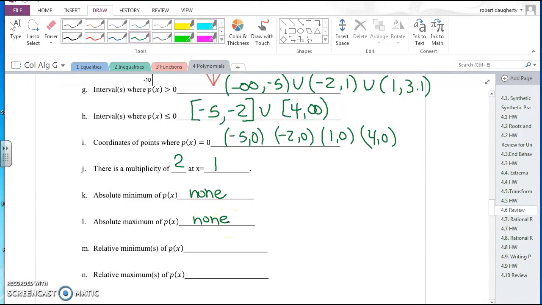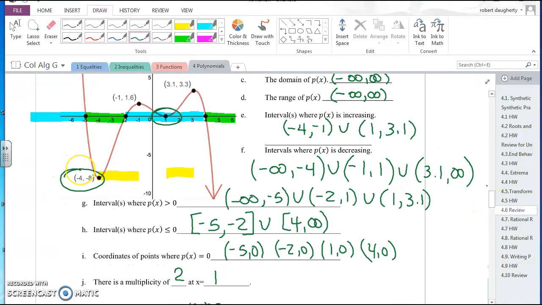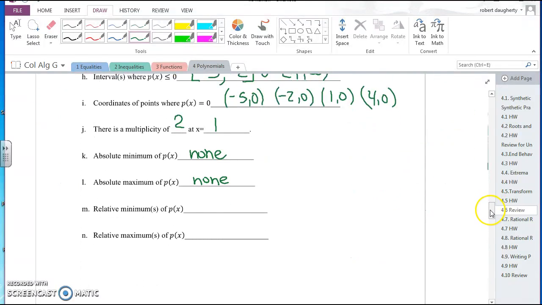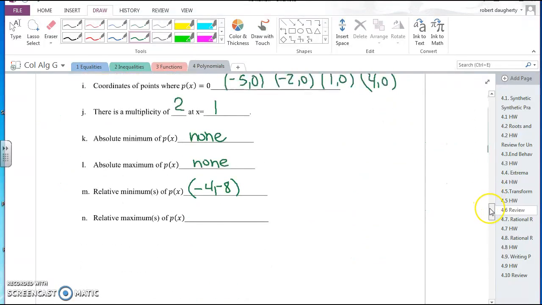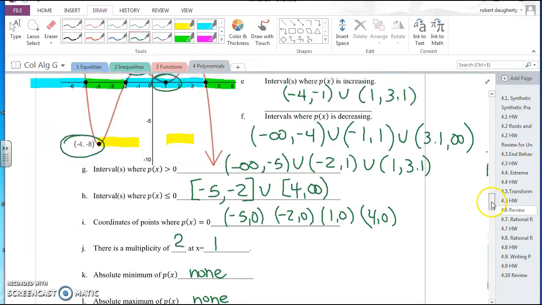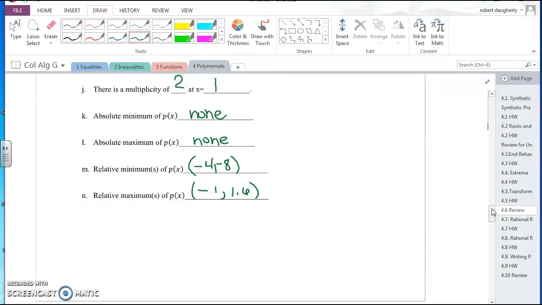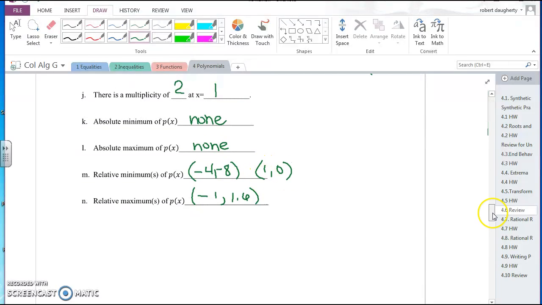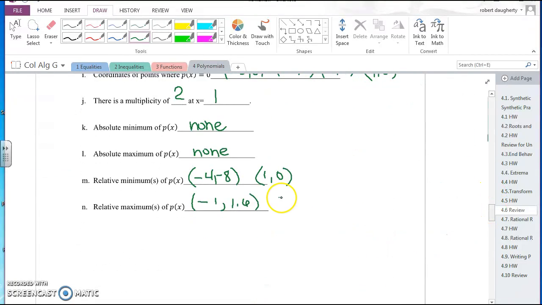So every other max and min must be a relative max and min. So I look at it down here at -4,8, that's a relative min. So -4,8, that's a relative minimum. It looks like there is a relative maximum at -1, 1.6. So at -1, 1.6, that's a relative maximum. It looks like I've got a relative minimum at 1, 0. So relative minimum at 1, 0. And then it looks like a relative maximum at 3.1, 3.3.